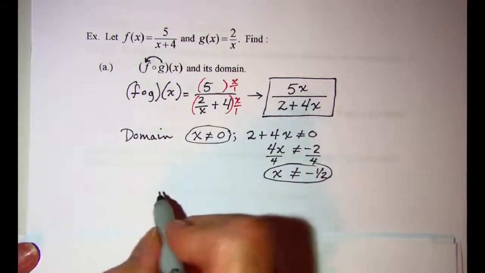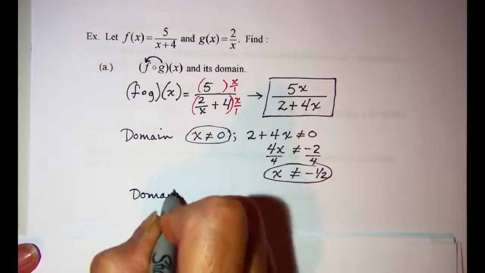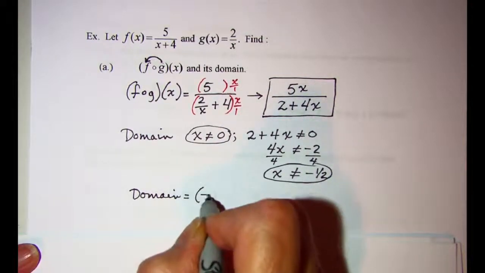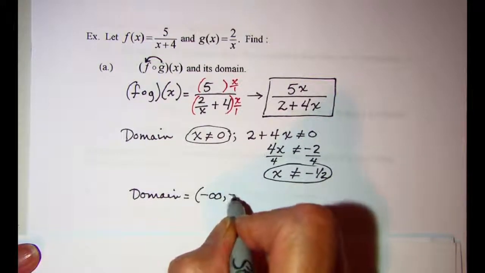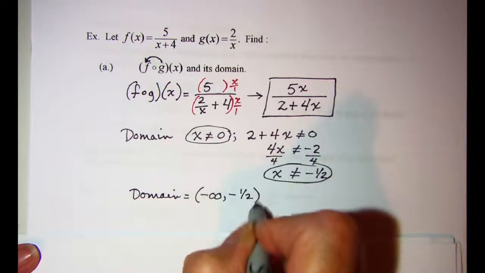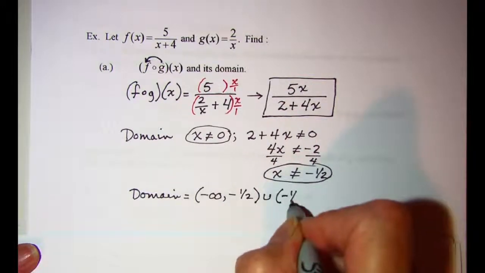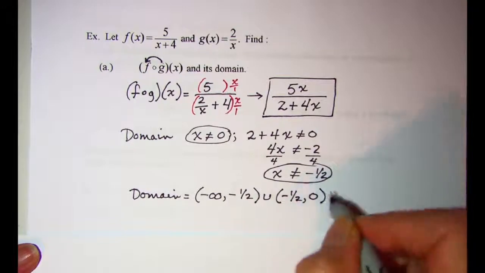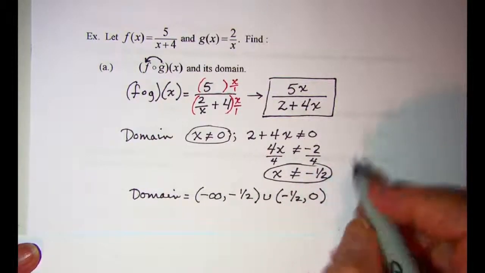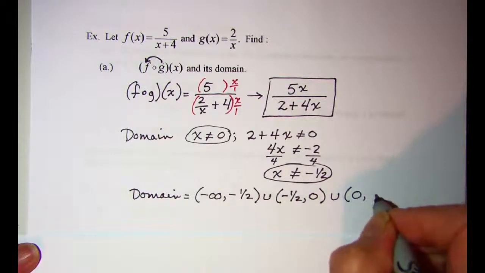So in interval notation, our domain is equal to negative infinity up to negative 1/2. Don't include it. Union, negative 1/2 to 0. Don't include either of those endpoints. Union, and then 0 to infinity.